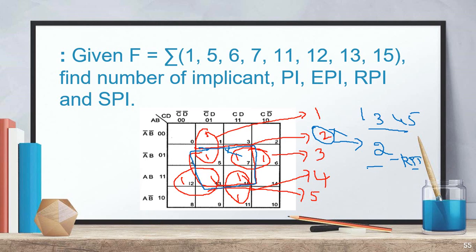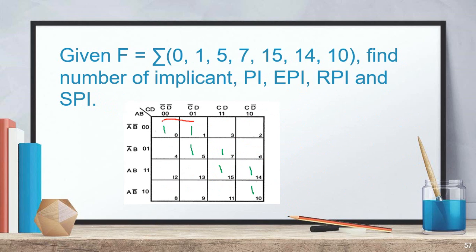And the last one, selective prime implicant. So here there is no SPI possible, so SPI is 0. The final answer: PI is 5, EPI is 4, RPI is 1 and SPI is 0. In this grouping, this and this are usually required. These are called essential prime implicants, which must be required.